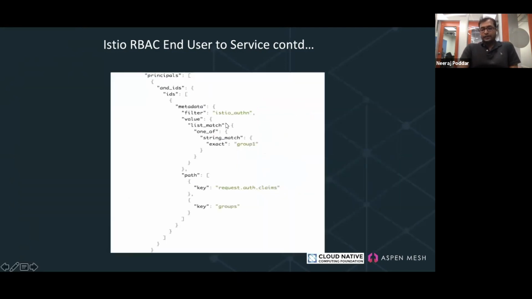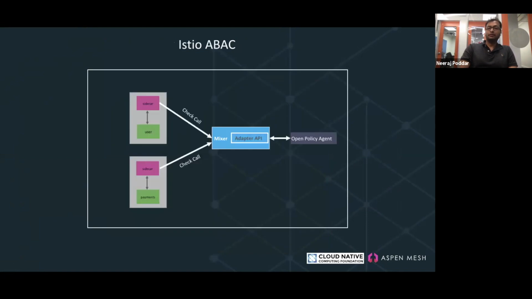So if you do this kind of an operation, this is what your Envoy config will eventually look like. In this, if you see, your principals are now saying it should match one of group 1, and the path is from the request auth claims. So even though I've given you an example of group, if your JWT has some different fields, for example, scope, you can use any arbitrary fields from the JWT token and use it for authorization.